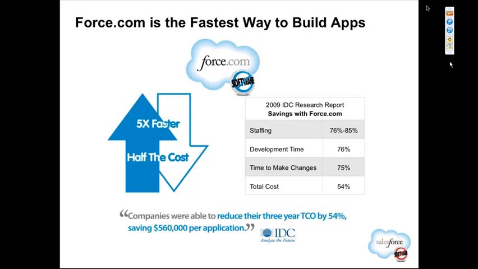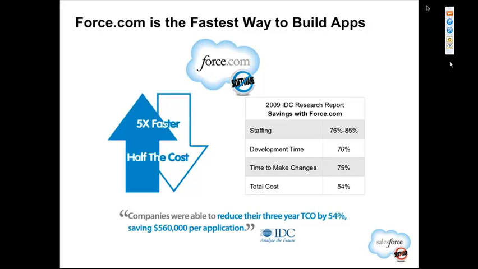Probably the most prominent is the IDC report, where they basically documented it was about 5 times faster and half the cost to build a custom application on the Force.com platform. They talk about the development time being reduced 76%. Most importantly, the time to make changes, the agility factor of an application, being reduced by 75%, and the total cost of the application over a 3-year period being reduced by about 54%.